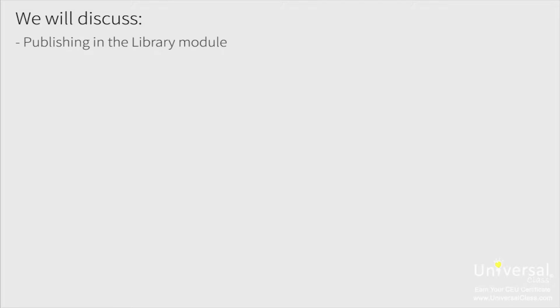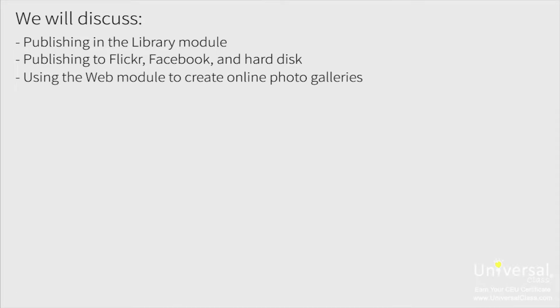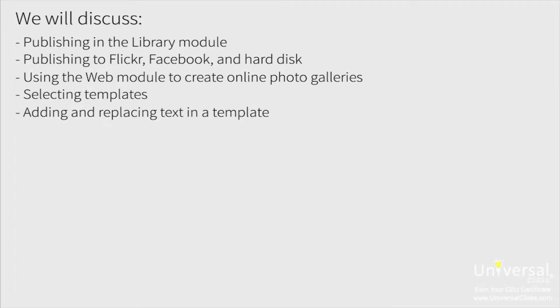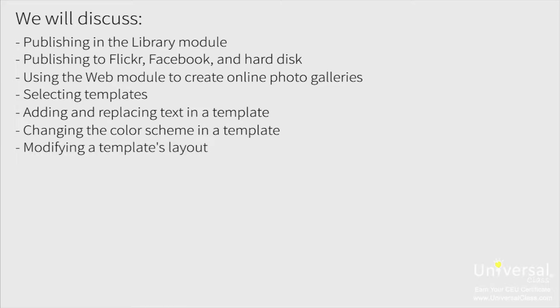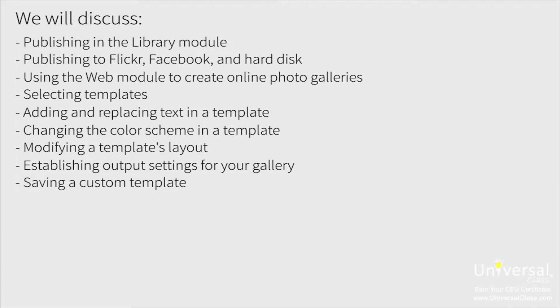We'll discuss publishing in the library module, publishing to Flickr, Facebook, and hard disk, using the web module to create online photo galleries, selecting templates, adding and replacing text in a template, changing the color scheme in a template, modifying a template's layout, establishing output settings for your gallery, saving a custom template, saving your gallery, and exporting your gallery.